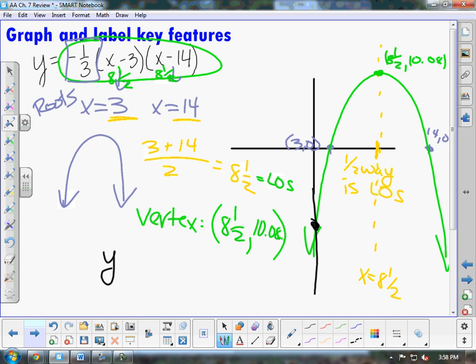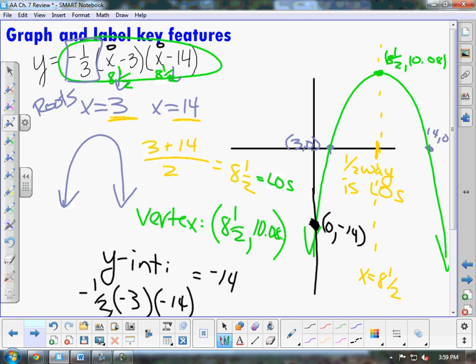And in order to find the y-intercept, you would substitute 0 into the equation, and 0 minus 3 is a negative 3, and 0 minus 14 is a negative 14, and then a negative 1/3 times a negative 3 times a negative 14 is going to be a negative 14. So the y-intercept is (0, -14).